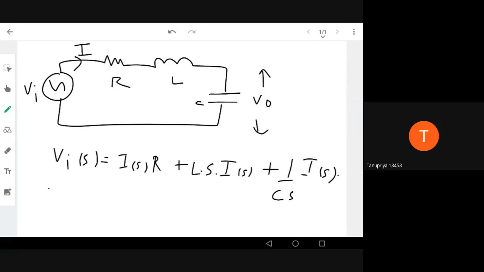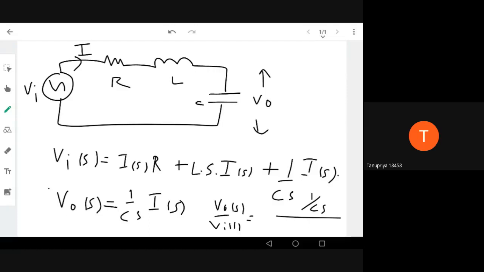Now we have to write the equation of the output also. V output is nothing but 1 by Cs into I(s), that is the current into the impedance of the capacitance, Xc, so 1 by Cs. Now we have to take Vo divided by Vi to get the transfer function. So Vo divided by Vi, what will I get? Both are in S because I'm dealing with the transfer function. So I'll get 1 by Cs divided by R plus Ls plus 1 by Cs.